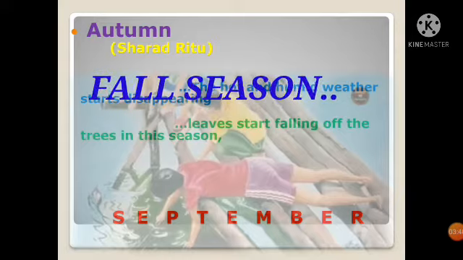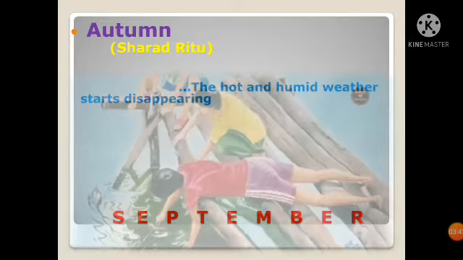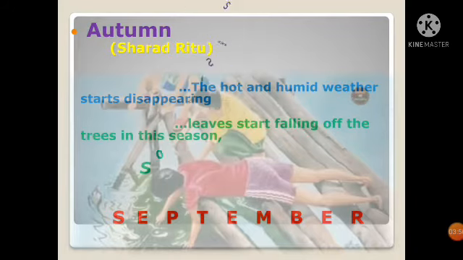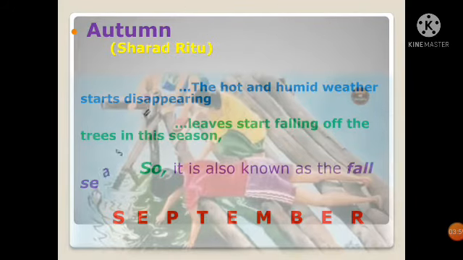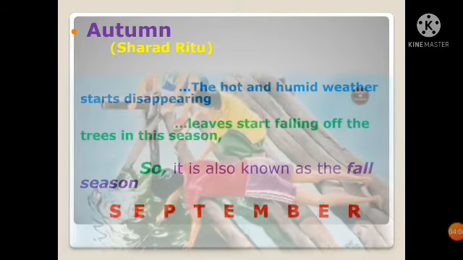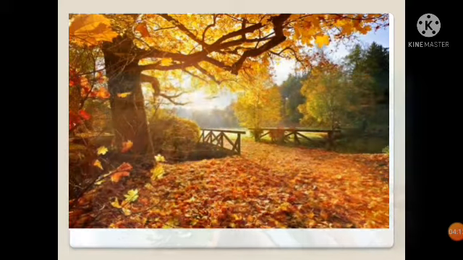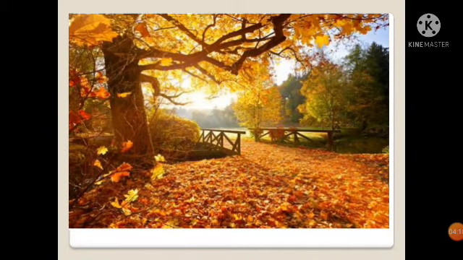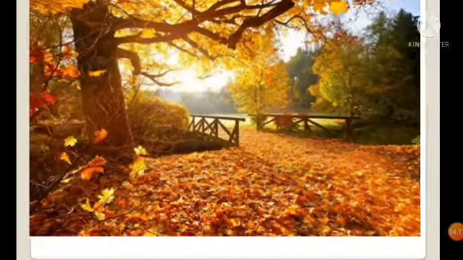So the leaves start falling in this season, falling from the trees. And another aspect, it is also known as the fall season, as we just talked. Moving further, this is September. Now, do you see this color? Yes, very beautiful. And look at these leaves, dry leaves having fallen down.